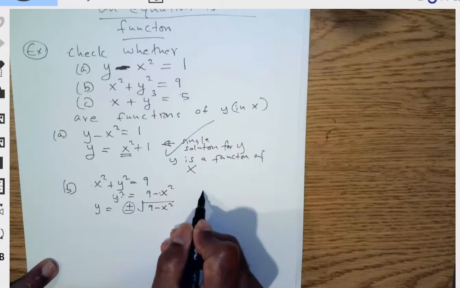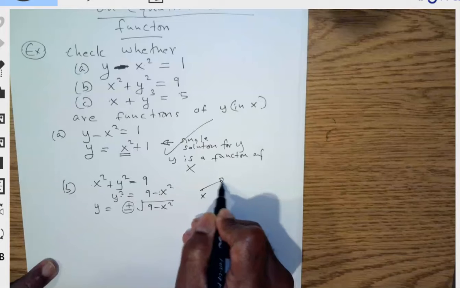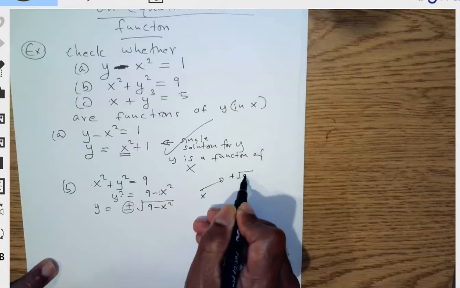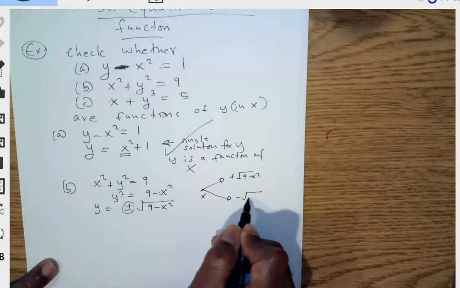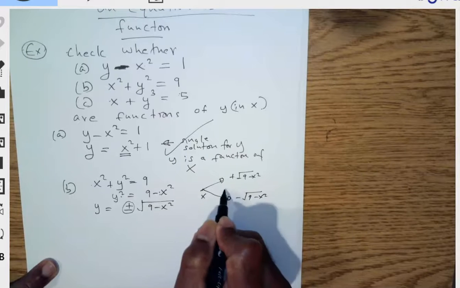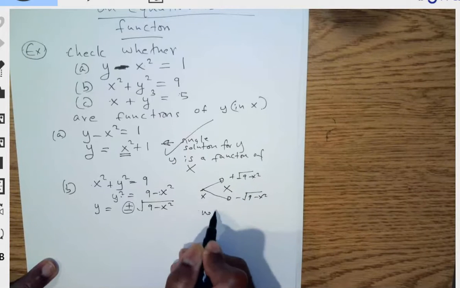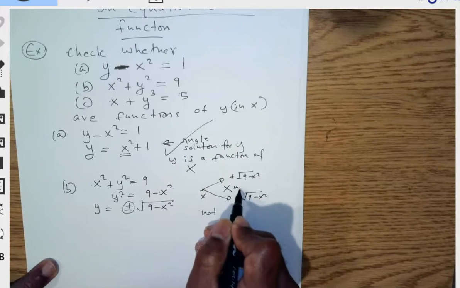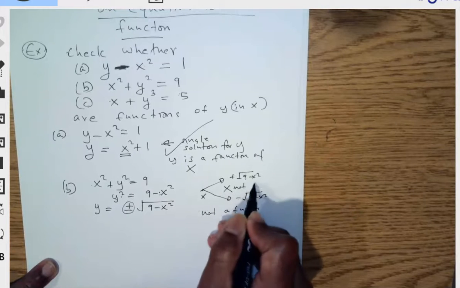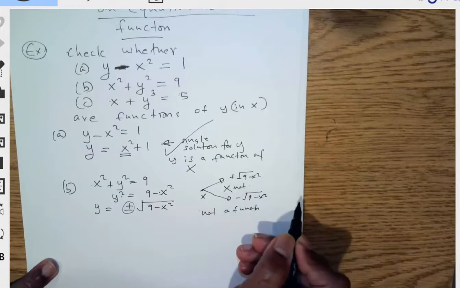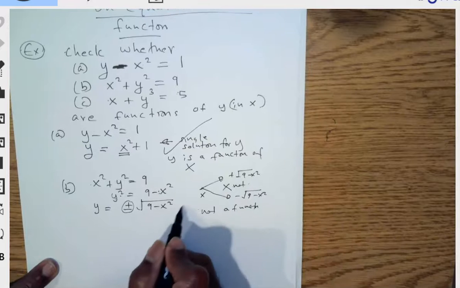So for a single value of x, you get a positive square root of 9 minus x squared and a negative square root of 9 minus x squared, which is not allowed. So that is not a function.